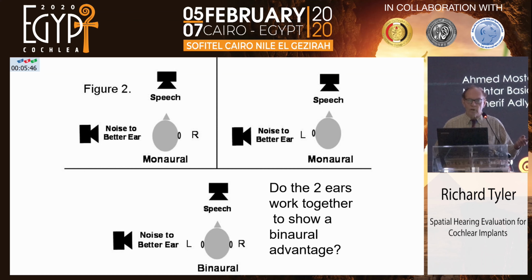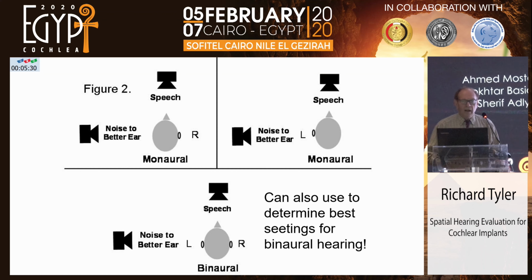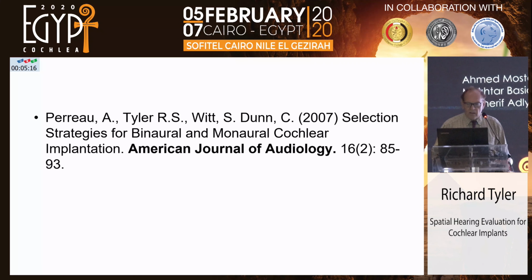So very straightforward. Determine which is the better ear, put noise on that side to make them hear more similar in both ears, to increase the likelihood that you will see a binaural advantage if there is one. And by the way, if they're already using a cochlear implant or a hearing aid, you can still use this procedure to figure out which settings you could use to maximize binaural hearing. We published this many years ago.